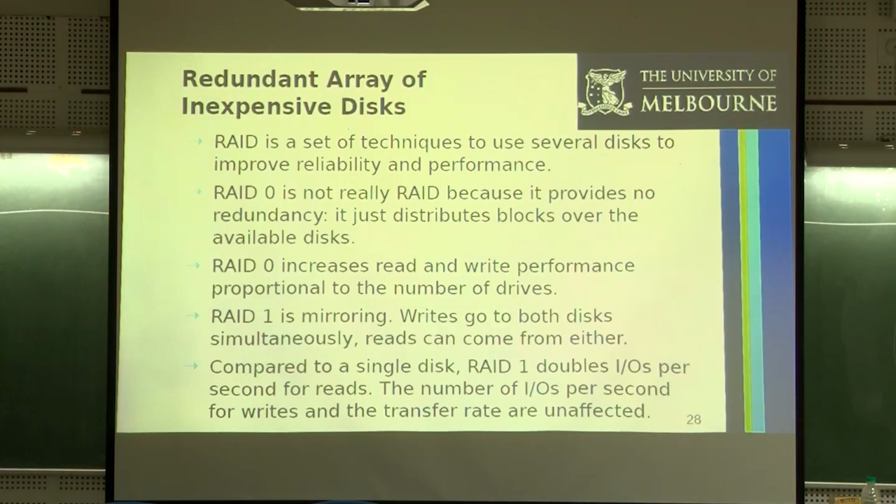While it has this redundancy, writes have to go to both of the disks at the same time, right? So you're really not writing any faster than you're writing to one disk, because you've got to keep both of the copies maintained if you make changes to the blocks.